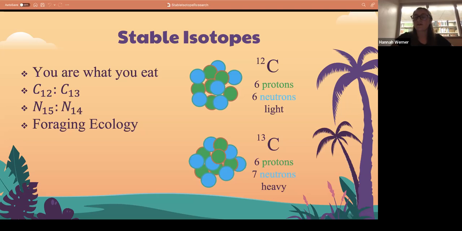So on the right side here, we have the carbon 12 versus the carbon 13. That is one of the ratios we looked into. The difference between the two is one is heavier. That would be the carbon 13. It has one extra neutron compared to the carbon 12. That's what makes it heavier in mass.